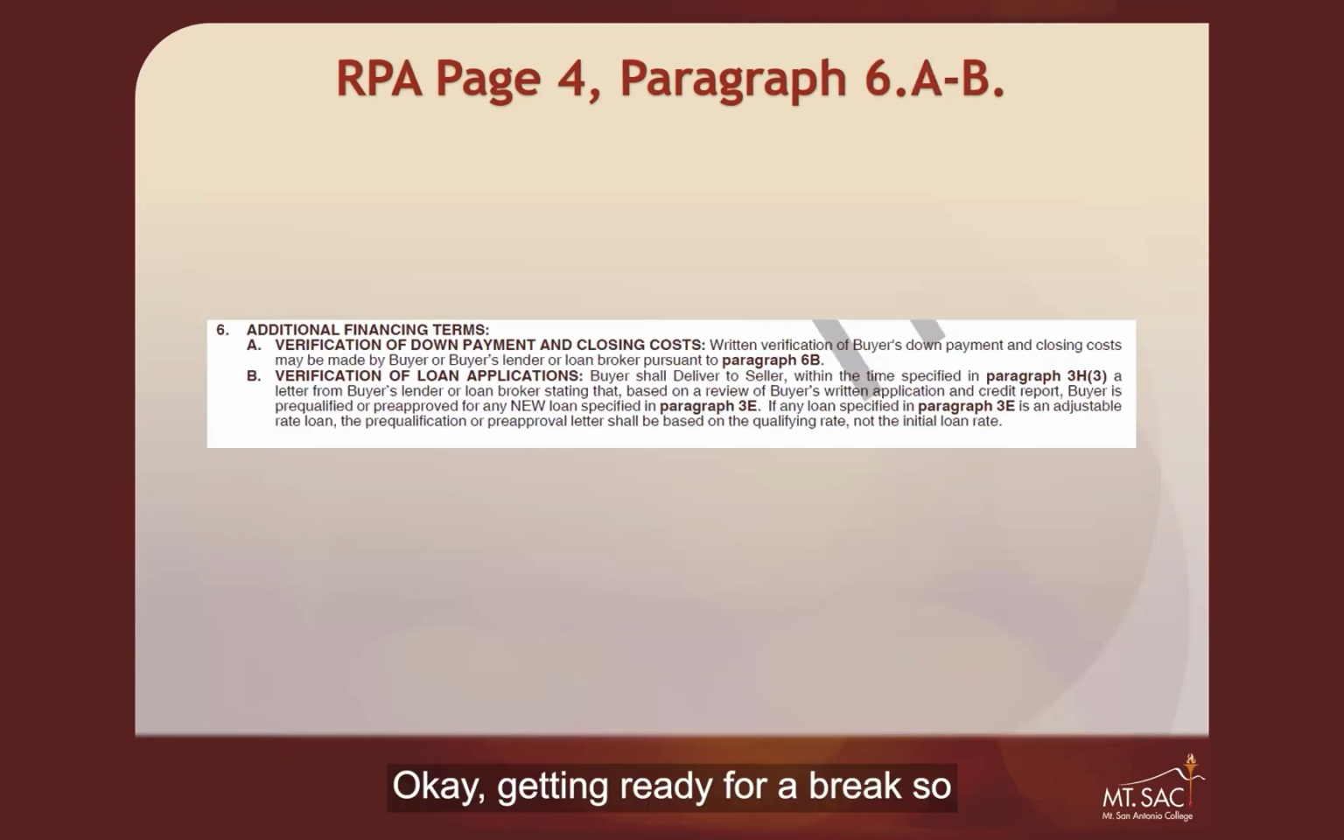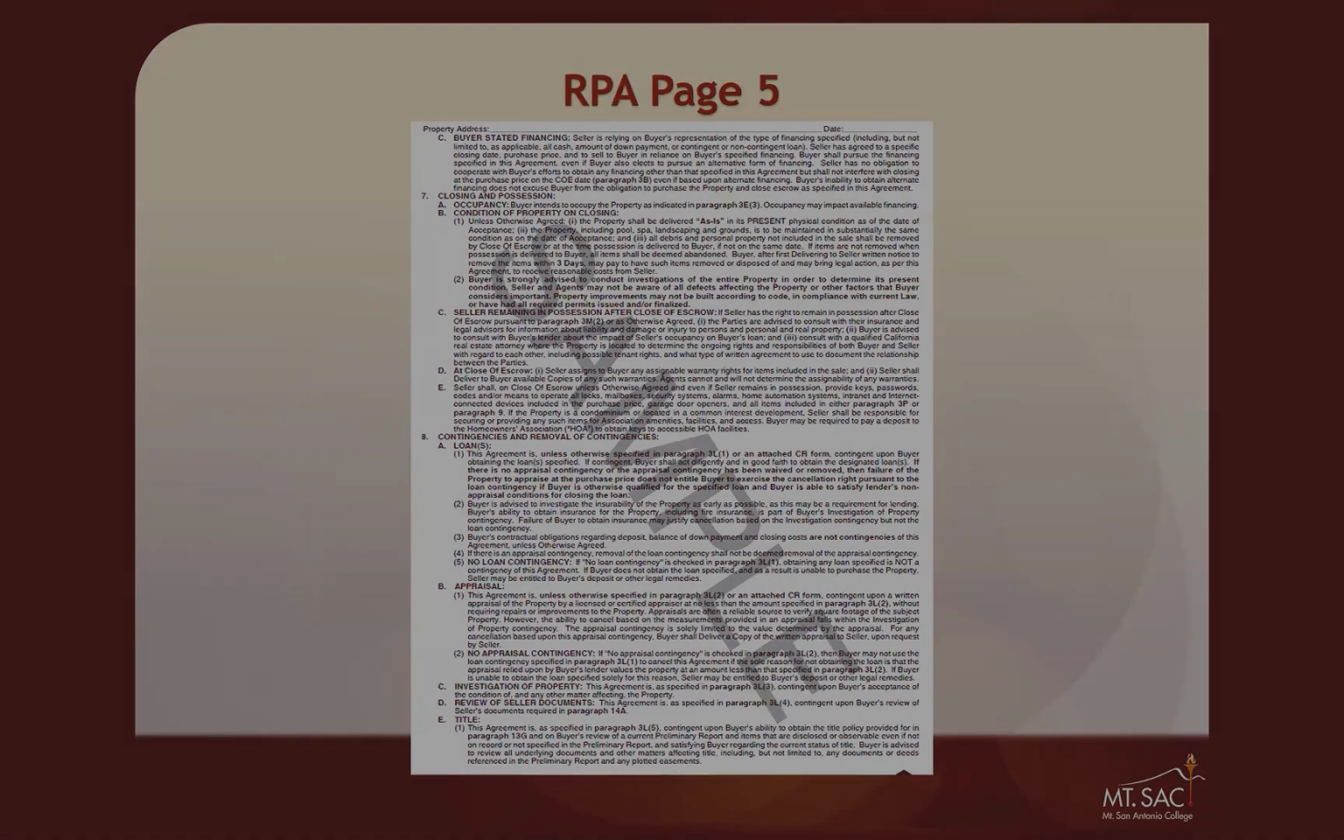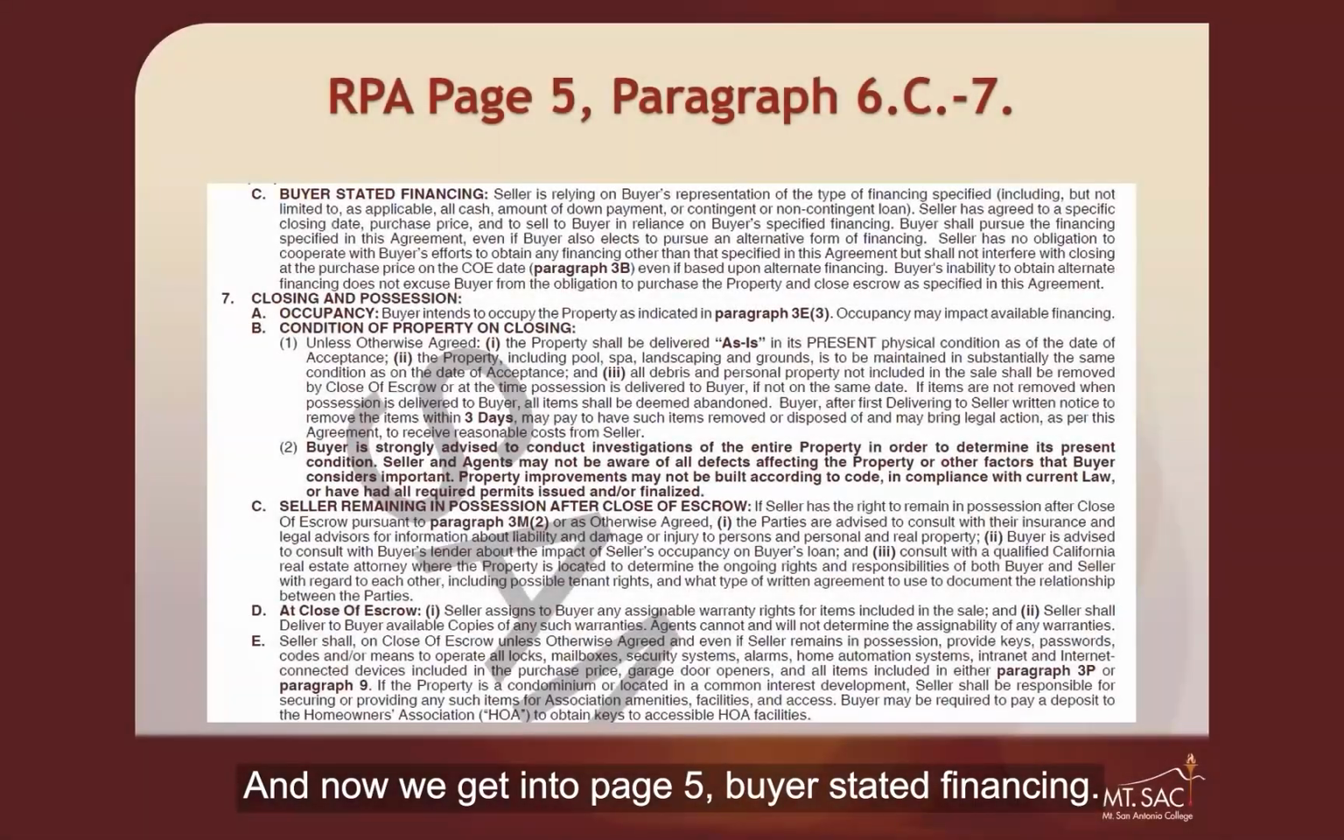All right. Okay, getting ready for a break. So just hang on with me now. Additional financing terms. Okay. So verification of down payment and closing costs explained. Verification of loan applications explained. Right. And now we get into page 5, buyer stated financing.